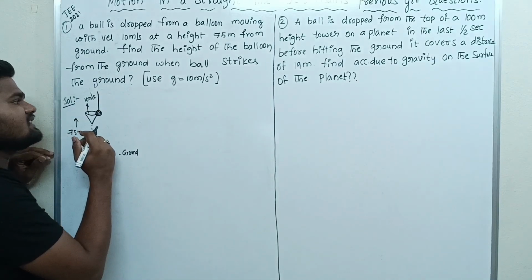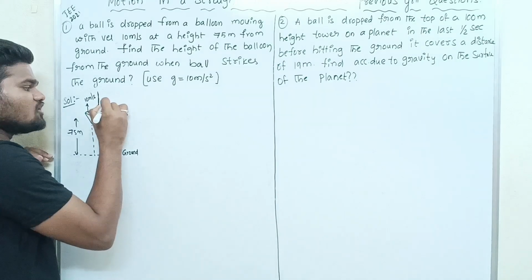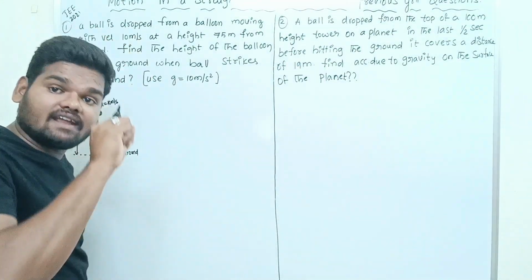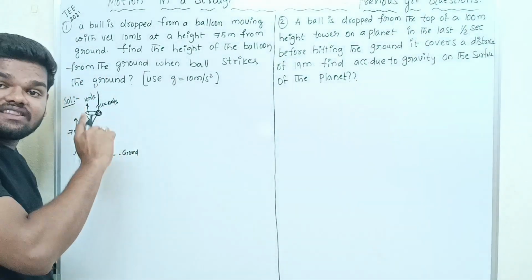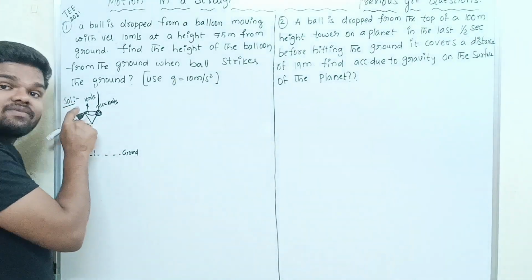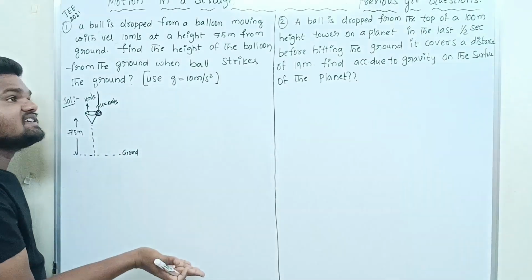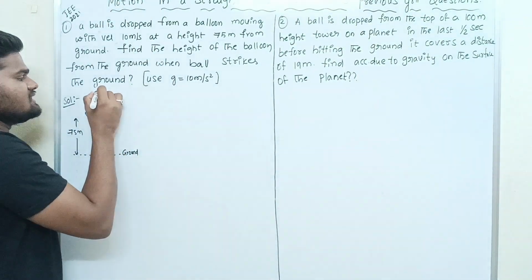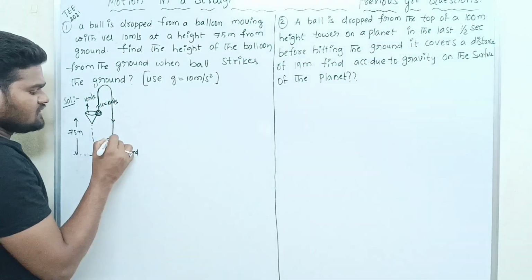Then how does the ball move? The ball moves with an initial velocity u equal to 10 meters per second, because the balloon is moving with 10 meters per second, and with that velocity it releases the ball. Whatever the velocity of the balloon becomes the initial velocity for the ball. So with this initial velocity, the ball is projected in the upward direction. It moves like this, and after reaching the maximum height, it again comes down to the ground.